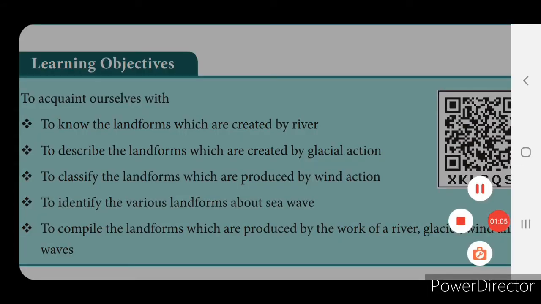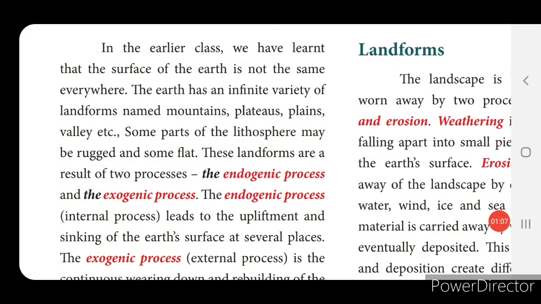Okay. In the last lesson we studied about the interior of the earth, what are all the things present inside the earth. In this lesson we are going to see the landforms which we can see on the surface of the earth. The earth has an infinite variety of landforms named mountains, plateaus, plains, valleys, etc. Some parts of the lithosphere may be rugged and some flat.